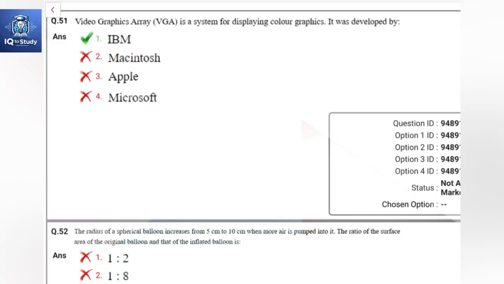Video Graphics Array, VGA, is a system for displaying color graphics. It was developed by IBM. Video Graphics Array is a display standard or video display controller, and it was developed by IBM. IBM means International Business Machines Corporation.